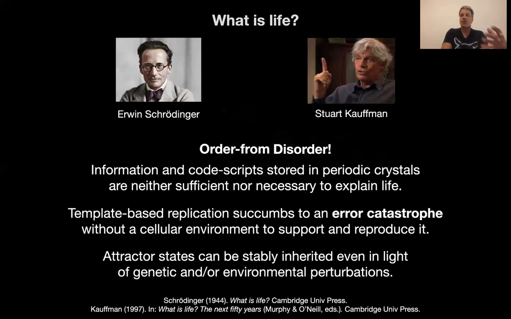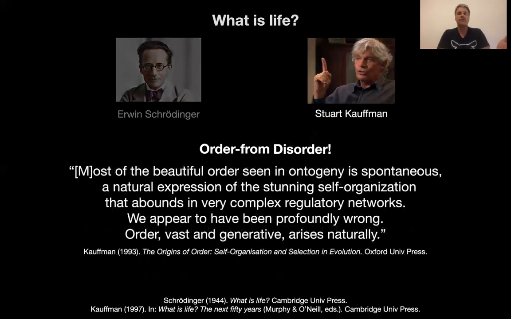So you get order from this order in biology, and so here's Stuart Kauffman writing, most of the beautiful order seen in ontogeny is spontaneous, a natural expression of the stunning self-organization that abounds in very complex regulatory networks. We appear to have been profoundly wrong. Order, vast and generative, arises naturally, and we have still not the faintest clue how. Okay, so we're at the beginning of this journey.